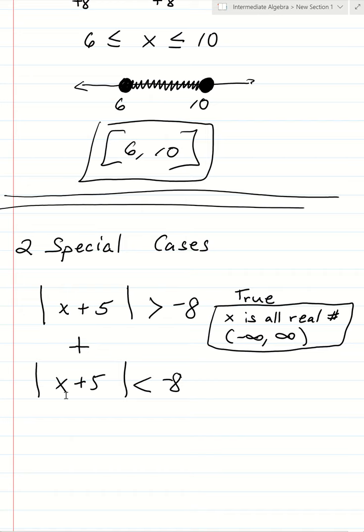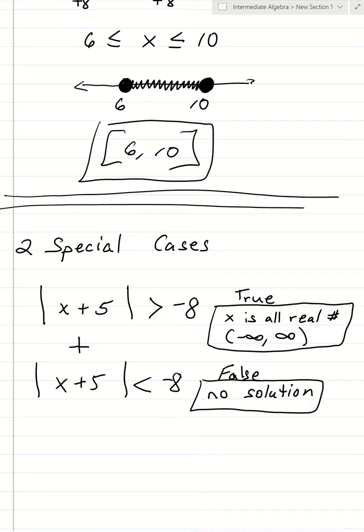Let's take a look at the second one here. That same algebraic expression of x plus 5, when I take the absolute value, will still always be positive. Will that positive number ever be less than a negative number? And of course, that answer is false. That is not true. And when you get a false statement, that's when we simply write no solution. Okay, so those are your special cases that involve absolute value inequalities.